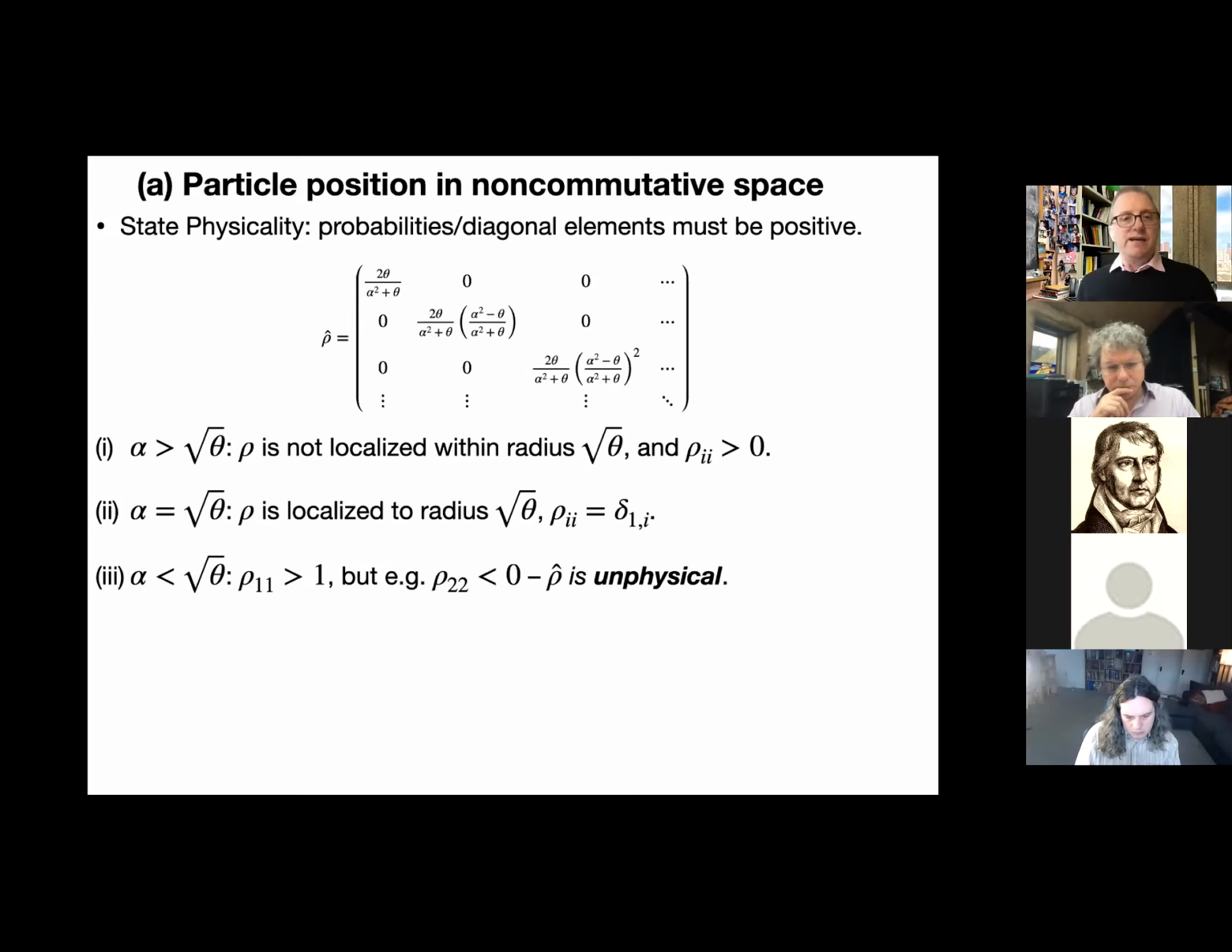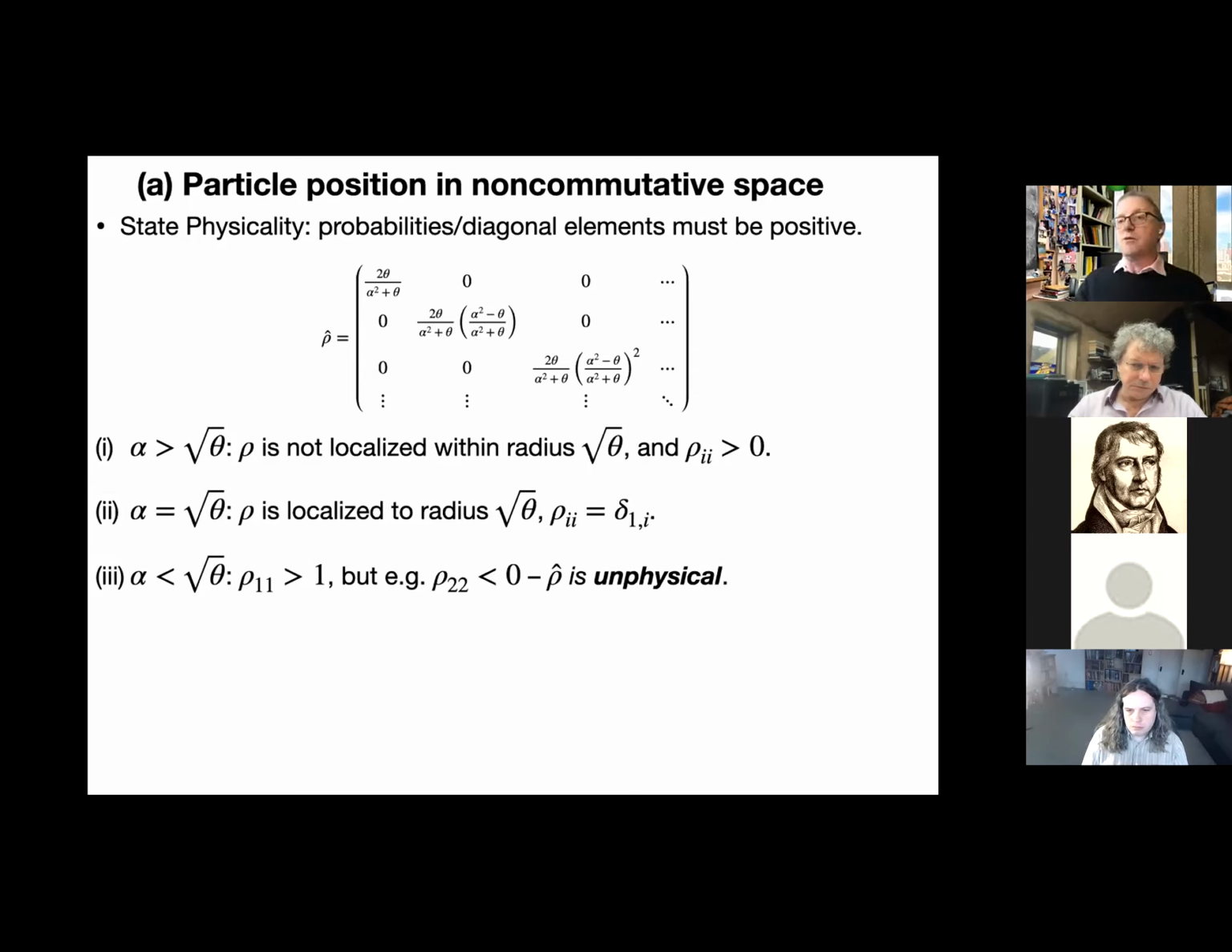But the case we're interested in, because we're asking whether there is a lower bound on particle localization, is this third case, where we take a classical state that's localized within the commutation scale, square root of theta. Now we get that the first element is greater than 1, but in particular, we're going to find elements down the diagonal that become negative. Quite clearly, the 2,2 element is going to be negative. So if you try to quantize a state where the particle is localized below this theta scale, then you end up with an unphysical operator.